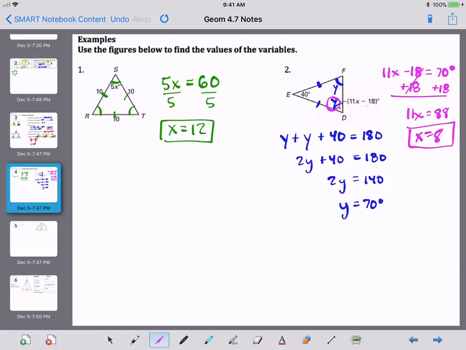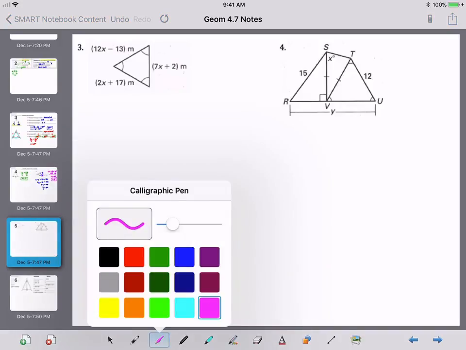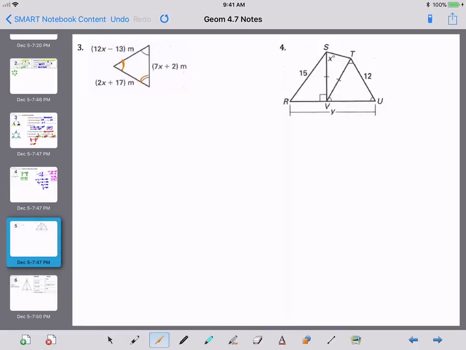We're going to challenge ourselves a little bit more in the next example. Notice that we have x in all three sides. So this is going to be an equation with variables on both sides. This is equiangular. All three angles are the same. So we know it's also equilateral. Now it doesn't matter which two of these equations you use to set up. I am going to use the 12x minus 13 and the 2x plus 17. I can just set those two equal to each other and not even use the 7x plus 2.